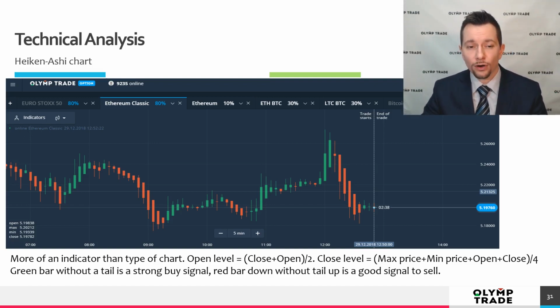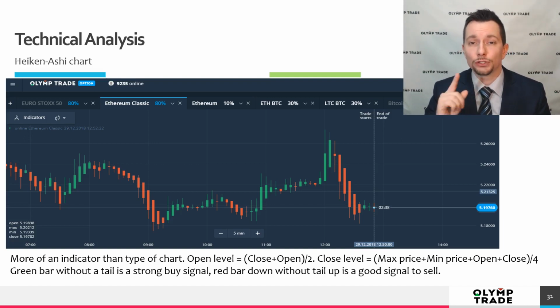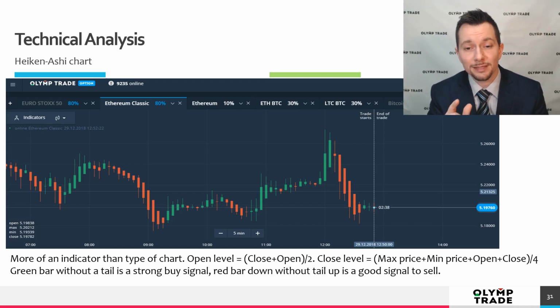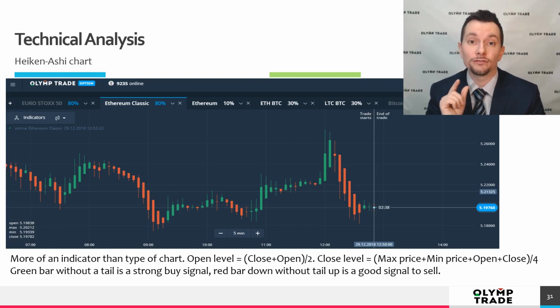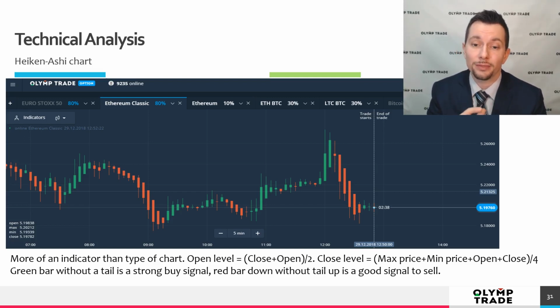A green bar without a tail is a good indication to buy. When you have 2 or 3 of them at the same time, that is an indication of a trend, and it's a good idea to jump in on that.